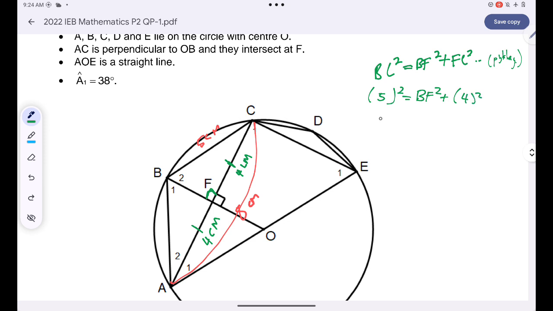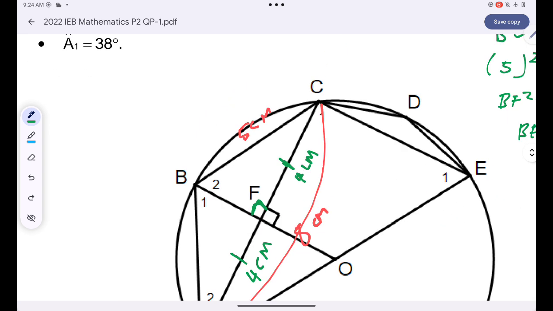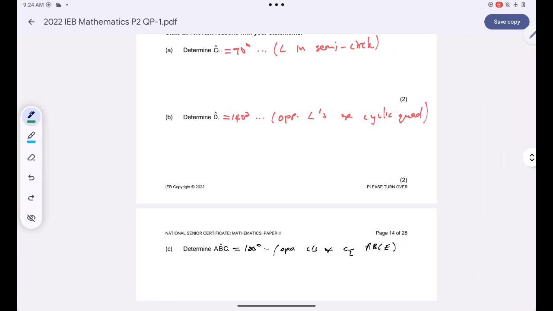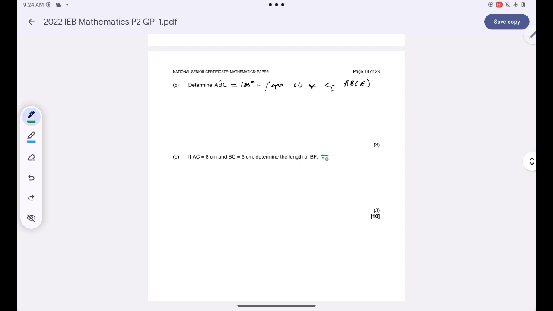So I'll end up having BF squared equal to 5 squared minus 4 squared, which is just 9. Therefore, BF will give me 3 centimeters. I now know that this guy over here is 3 centimeters. So the value of BF is just equal to 3 centimeters.